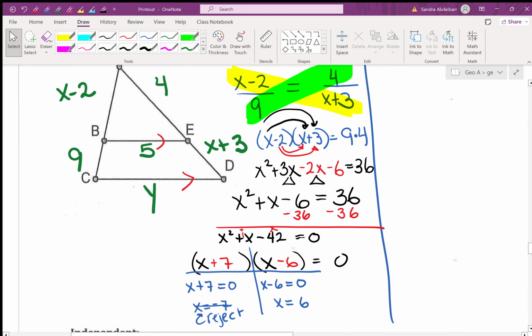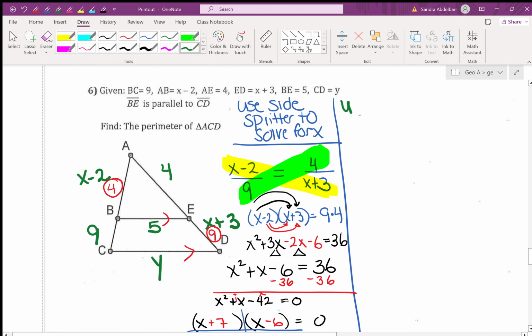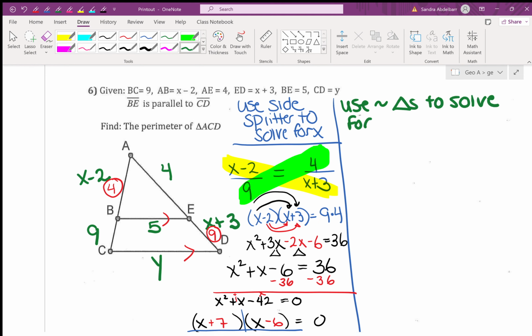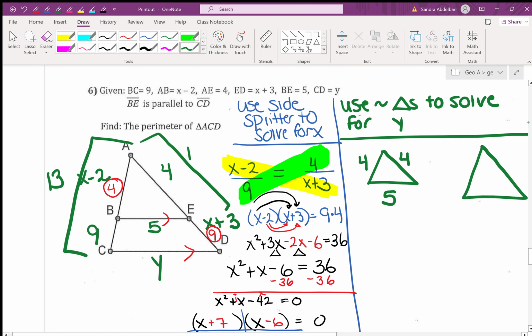So now I'm going to plug in: 6 minus 2 is 4. 6 plus 3 is 9. Are we ready to solve for y? Yes, we are now ready to solve for y. So now I'm going to use similar triangles to solve for y. So we have 4, 4, 5. And now the bigger triangle. What's the left side of the bigger triangle? 13. What's the right side of the bigger triangle? 13. So we're 13, 13, y.